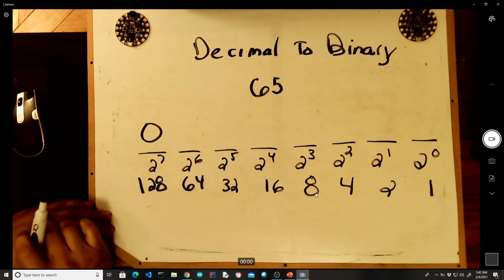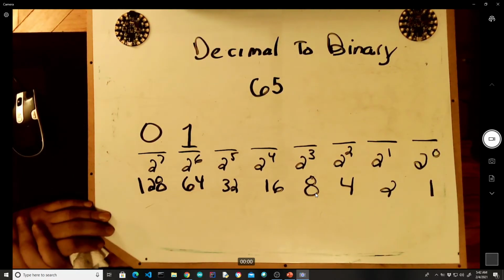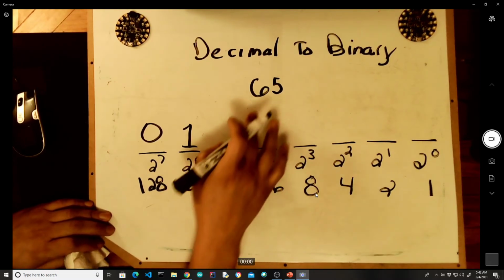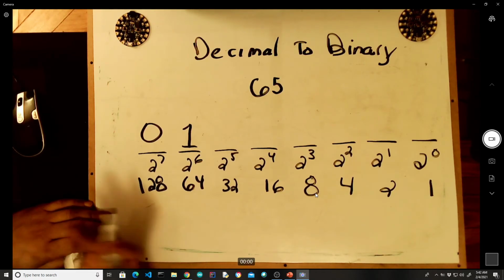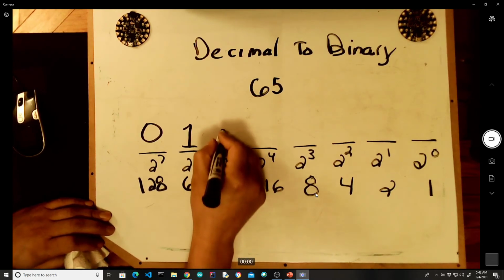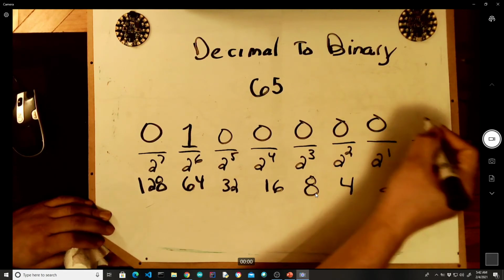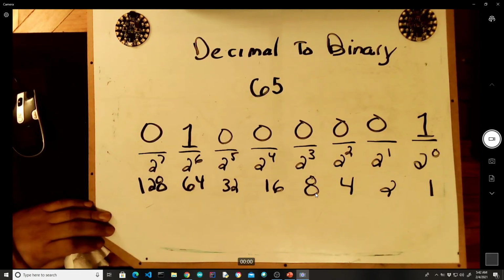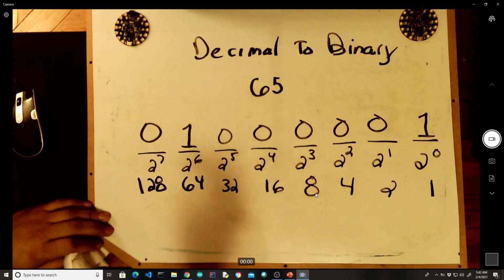64. Okay, so if I was to put a 64 here, well, that works for us because I'm trying to get to 65. And so far now I have 64, which means I only need to get 1 more. So that means I got to put zeros in the rest of these and then a 1 in the very last position. So this number, 0, 1, 0, 0, 0, 0, 0, 1 in binary is 65 in our number system.